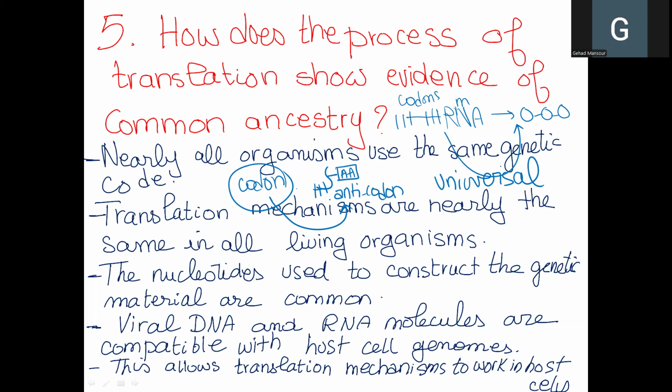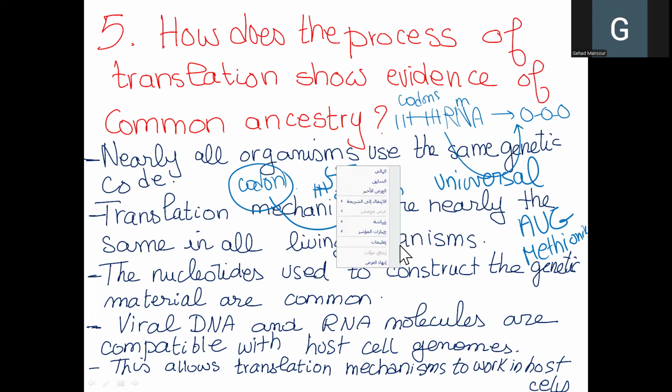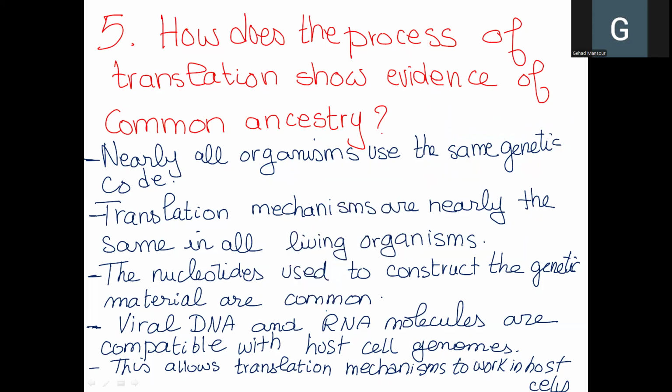and this rule applies similarly in all living organisms. For example, in all living organisms, the AUG codon will code for the amino acid methionine. So it's the same rule in all living organisms, whether eukaryotes or prokaryotes. This is what we explain as the genetic code is universal.